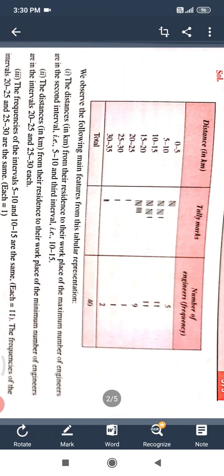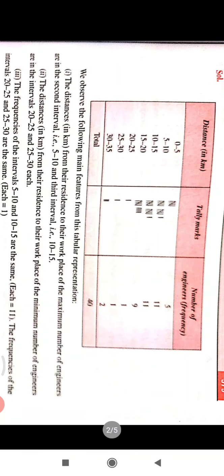Second class, 5 to 10. So calculate the numbers between 5 and 10 but not including 10, means 5 to 9. If you calculate, there will be 11 numbers. So how to represent 11? 5 twice, and 1 extra. So make groups of 5: 4 standing lines, 1 slanting line, again 4 standing lines, 1 slanting line. That is 10 and 1 extra, that is 10 plus 1, 11.